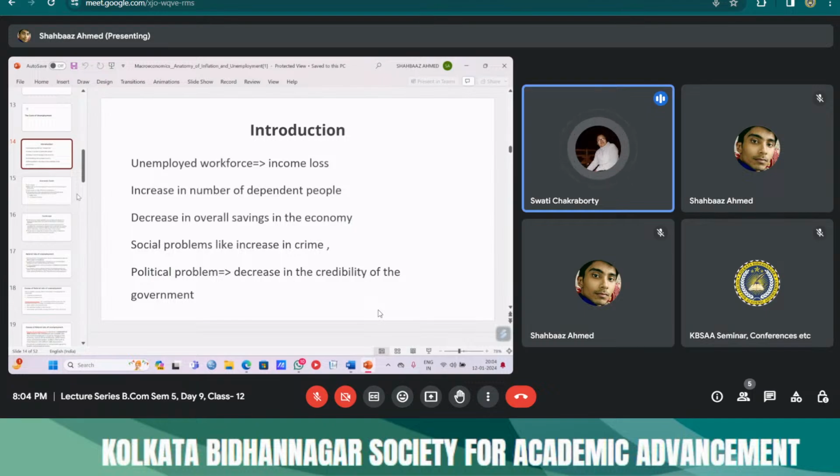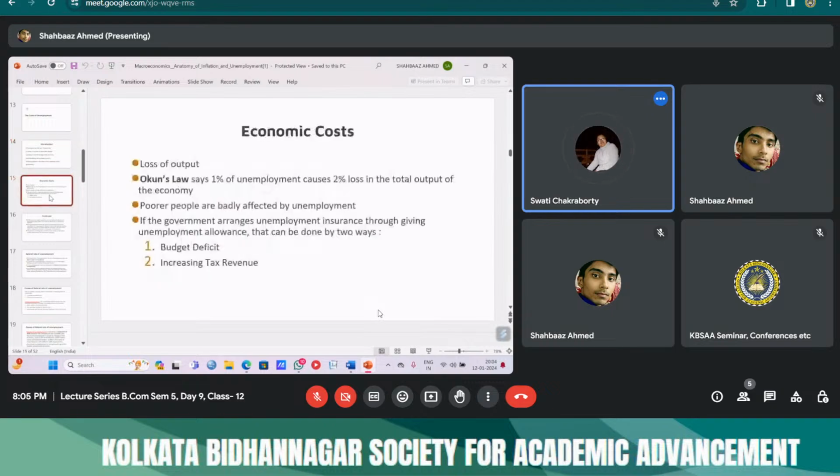And it also indirectly indicates a political problem, because the government is unable to provide jobs, which indirectly results in a decrease in the credibility of the government. People start losing trust that the government of a particular nation is unable to provide jobs, create jobs. That also comes up in the long run. Okay, so can we go to the next slide, please?